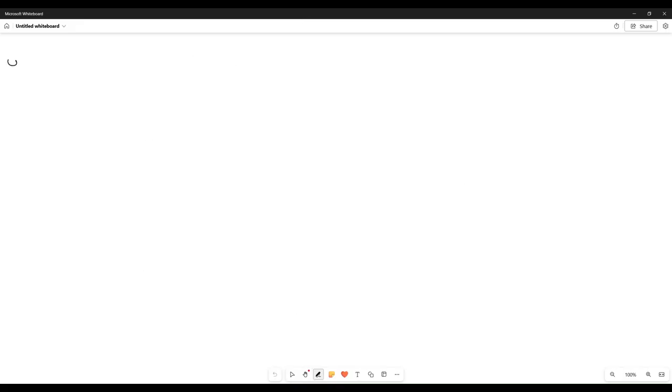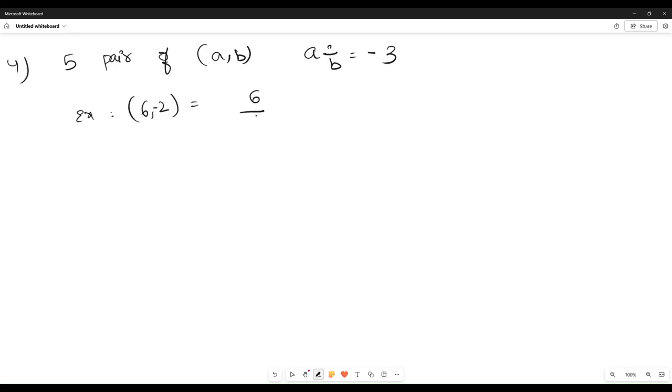The fourth question is write 5 pairs. We have to write 5 pairs of integers a comma b such that a divided by b we should get minus 3. They have given, for example, 6 comma minus 2. So 6 divided by minus 2: 2 ones are 2, 2 threes are 6. Denominator is negative, so which is minus 3.